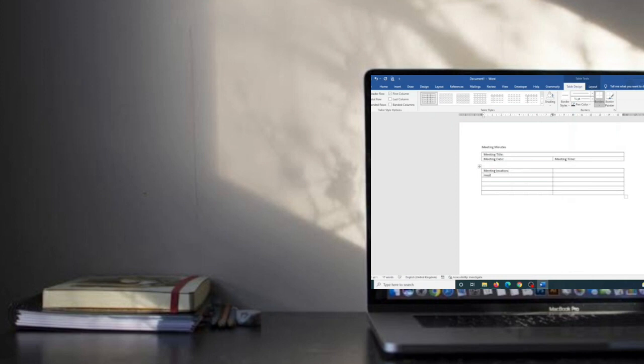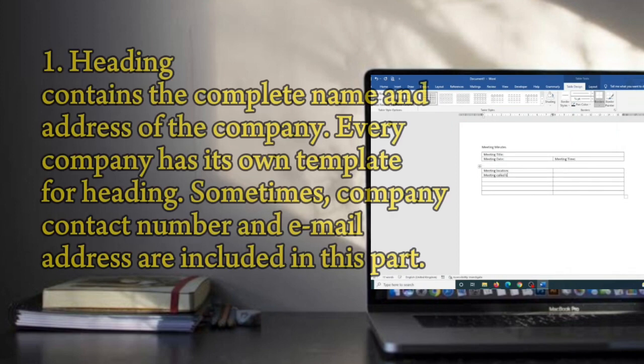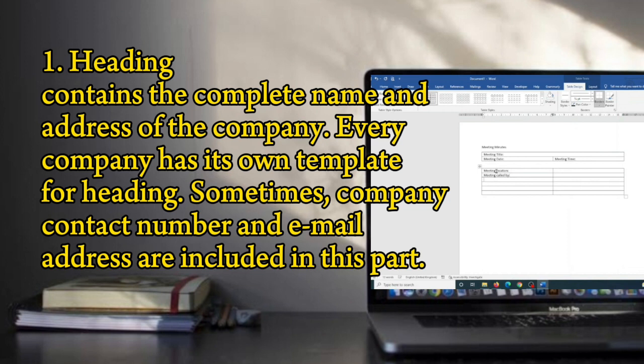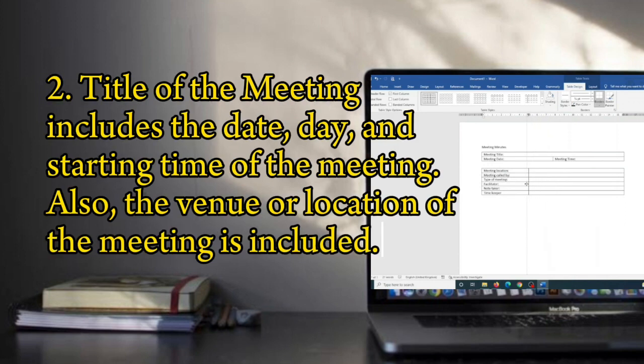So this is how we create the minutes of the meeting. First, we have the heading. The heading contains the complete name and the address of the company. Every company has its own template for the heading. Sometimes the company contact number and email address are included in this part. Second, the title of the meeting. The title of the meeting includes the date, day, and starting time of the meeting. Also, the venue or location of the meeting is included.